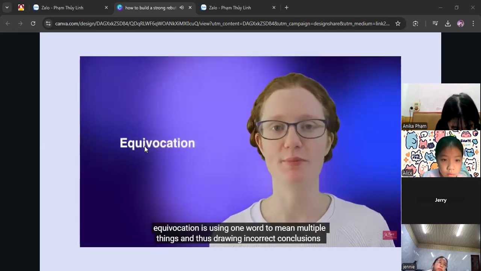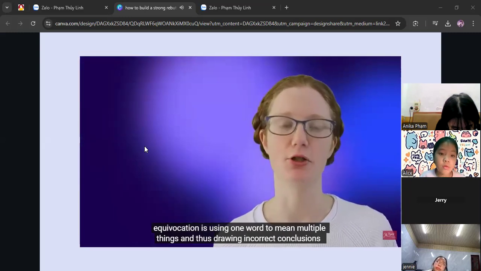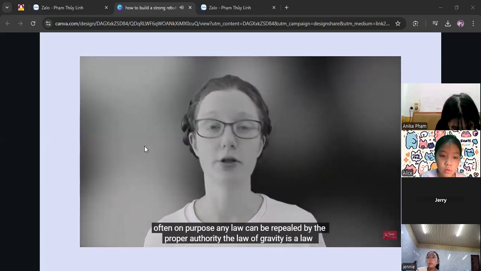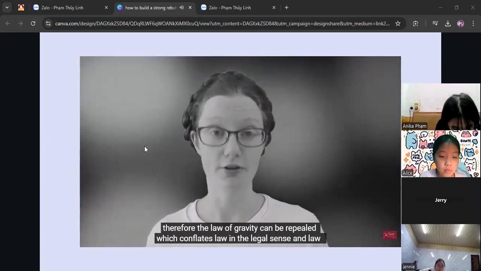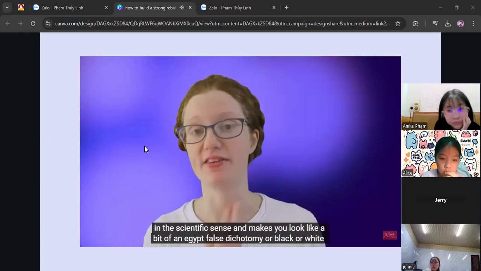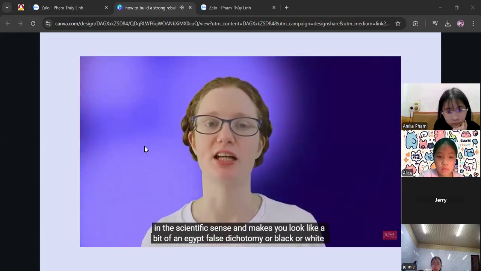Equivocation is using one word to mean multiple things and thus drawing incorrect conclusions, often on purpose. Any law can be repealed by the proper authority. The law of gravity is a law. Therefore, the law of gravity can be repealed, which conflates law in the legal sense and law in the scientific sense and makes you look like a bit of an idiot.